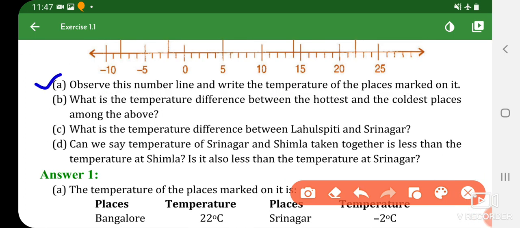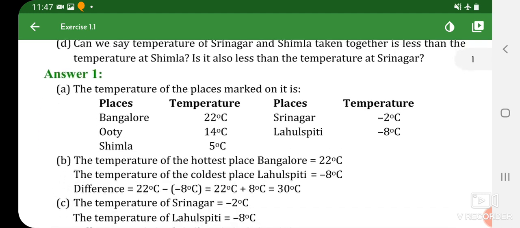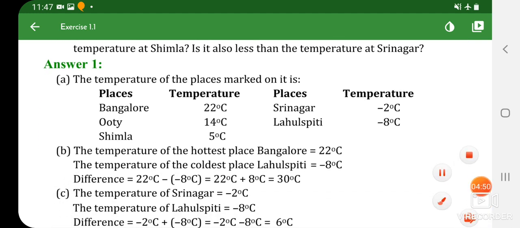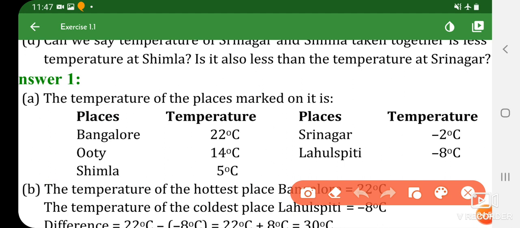So according to the first question, observe this number line and write the temperature of the place marked on it. Let's see the answer. The temperature of Bangalore is 22 degrees Celsius. Ooty's temperature is 14 degrees Celsius. Shimla is 5 degrees. The temperature of Srinagar is -2, that means this one is a negative temperature. And the last one, Lahul Spiti, is -8 degrees Celsius.